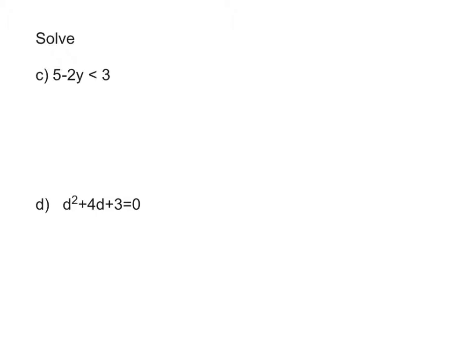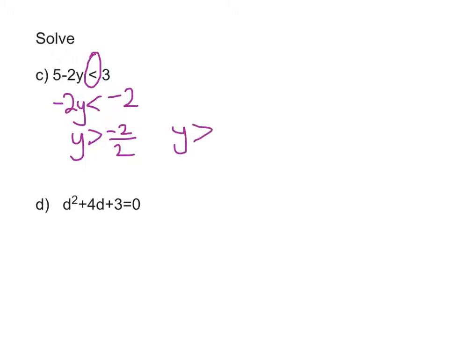Right, solve. 5 minus 2y is less than 3, right? So as soon as we see this inequality, we need to be thinking about whether we're ever dividing or multiplying by a negative number. So we have here 5 minus 2y is less than 3. We're going to subtract 5 from both sides. We get negative 2y is less than 3 take away 5, which is negative 2. Now I'm going to divide both sides by negative 2, which means that this becomes a greater than sign, so y is greater than 1.